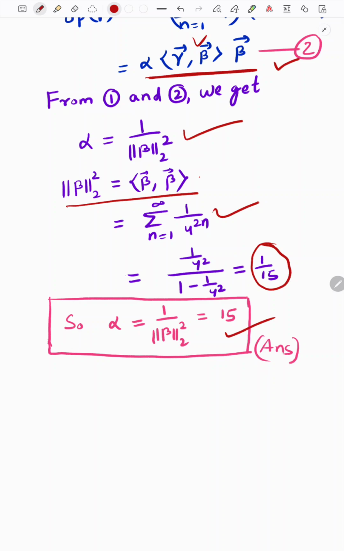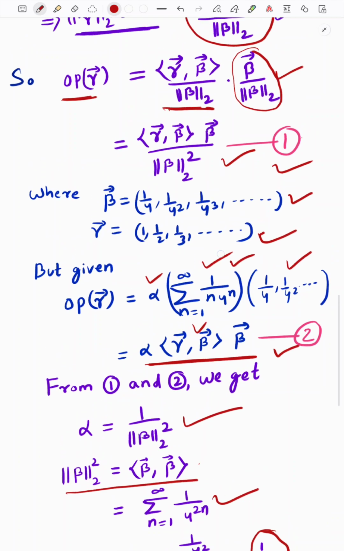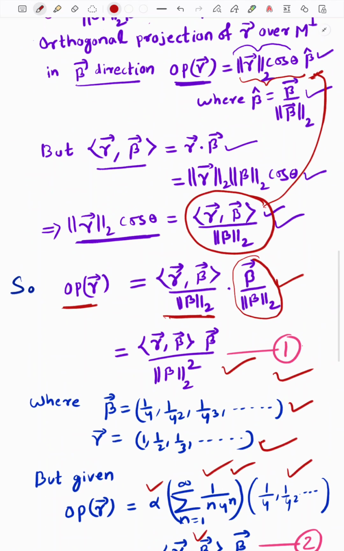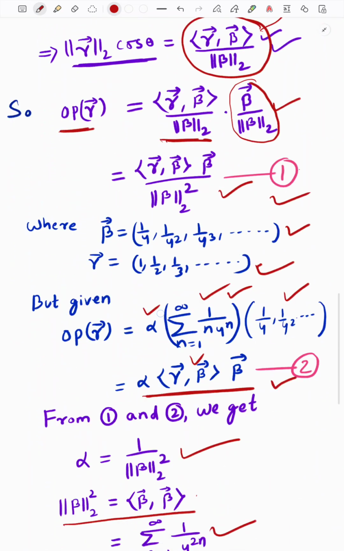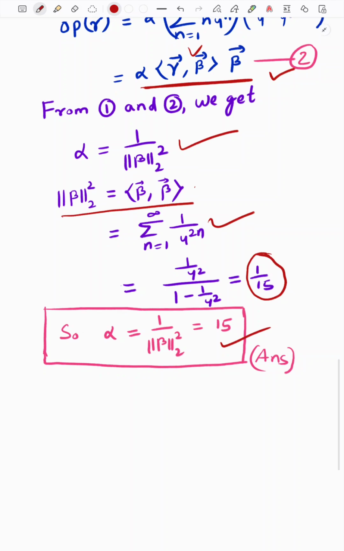So finally we calculate the value of alpha by using the same analogous argument from the class 12, projection of a vector over a line, because here our M-perp is a straight line, a one dimensional vector space. I hope that you all understood it very well.